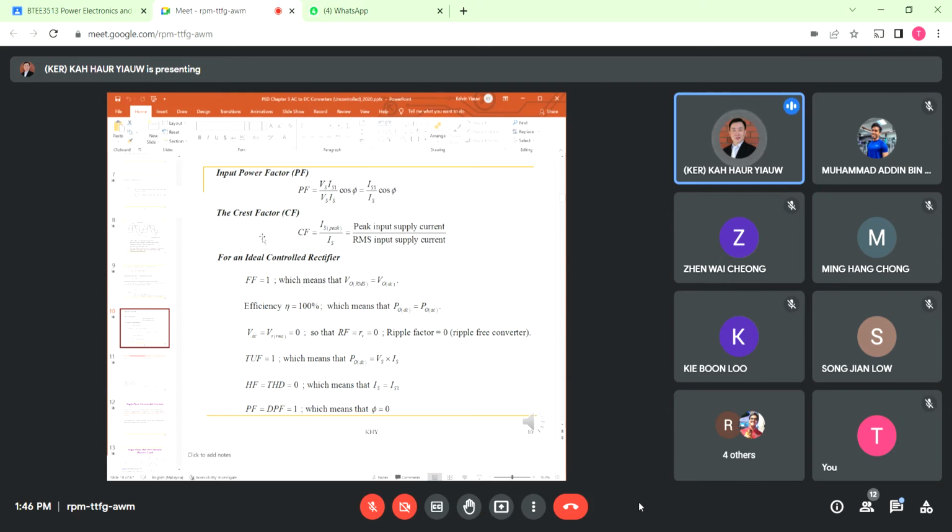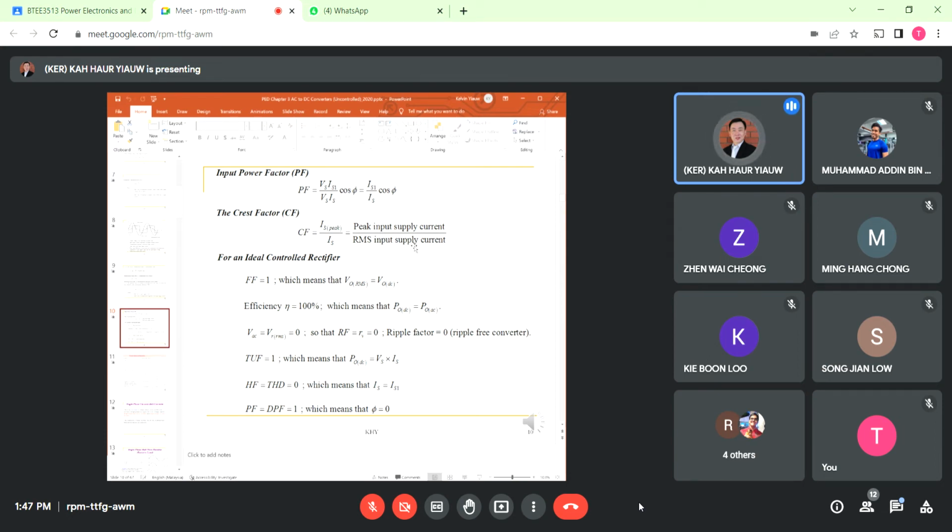Another quantity is called the crest factor, which is equal to your peak over your RMS value. Ideally, you're supposed to have square root 2 there. But of course, this one is very subjective according to a given system.